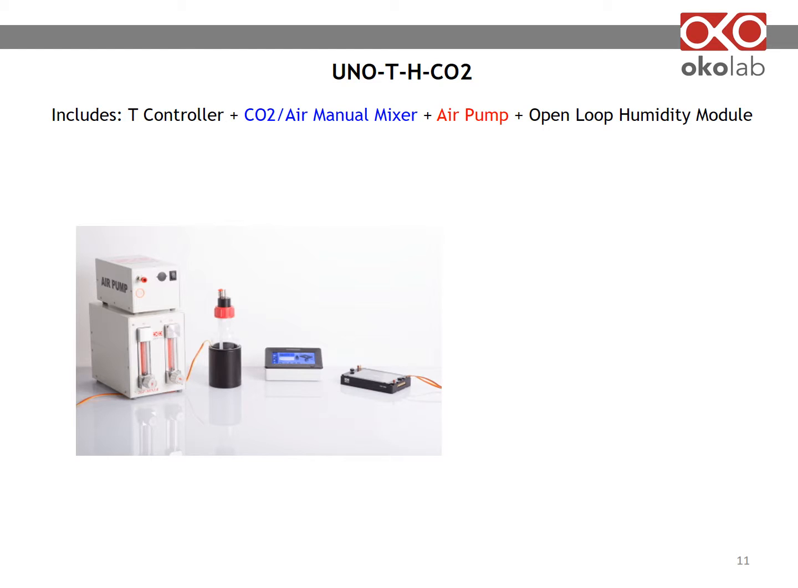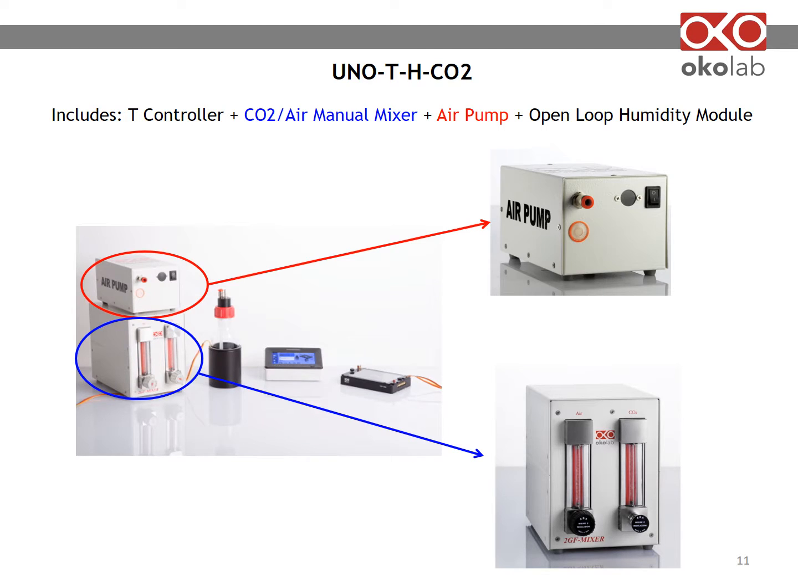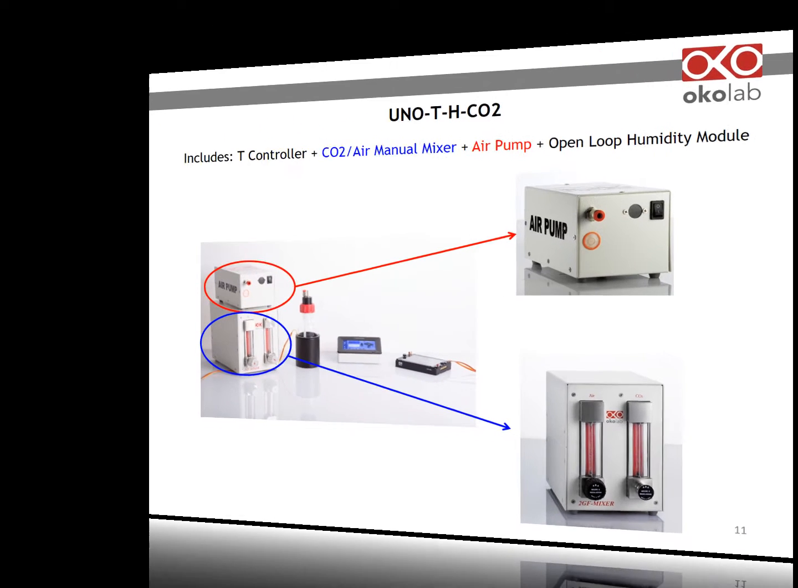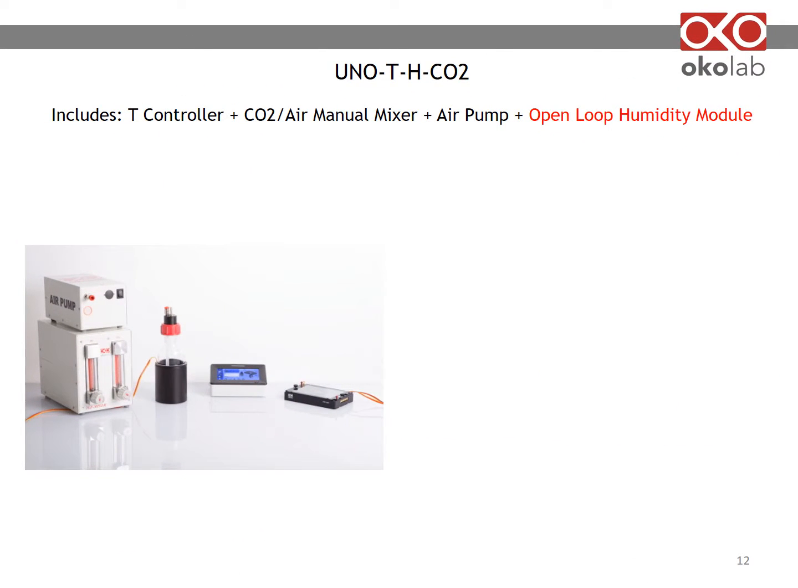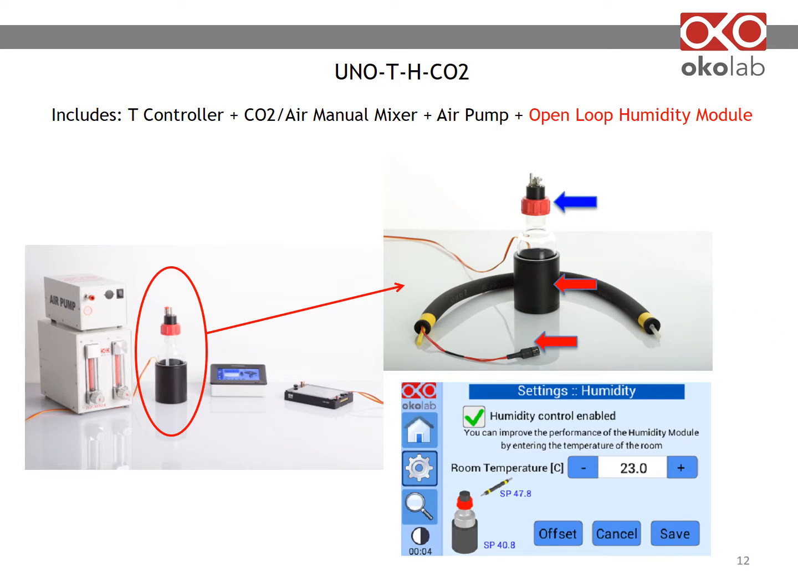UNO-T-H-CO2 includes a dual gas mixer accepting CO2 and background air. This is a manual mixer with a 1% accuracy. An air pump is also included. UNO-T-H-CO2 includes a humidity module. This has a heated base, a glass bottle with lid, and a heated and insulated tubing. To operate the humidity module, simply enable it by checking the box and input room temperature. The system will automatically set the temperature of the heating base and heated tube, optimizing humidity performance.